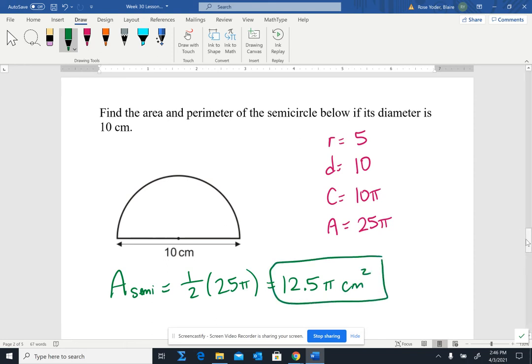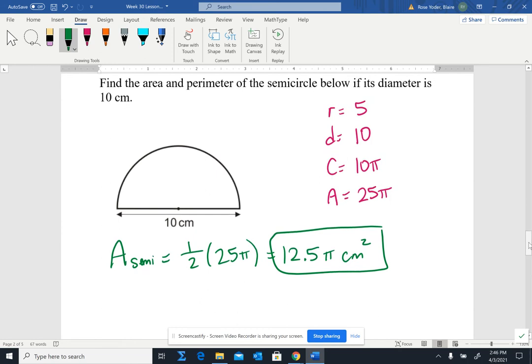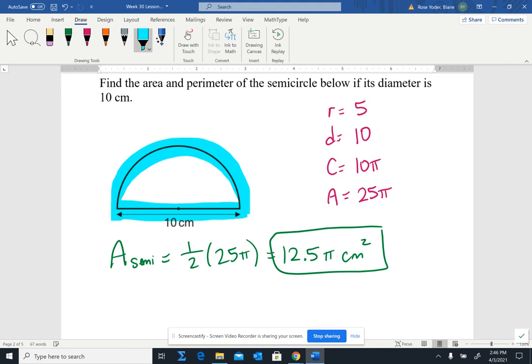So how do I do the perimeter then? Do I just take half of the circumference? Close. You take half of the circumference, but that's not the perimeter of the whole shape. We have to make sure that we also add on the rest, that line segment that's part of the shape too. So be very careful with that.